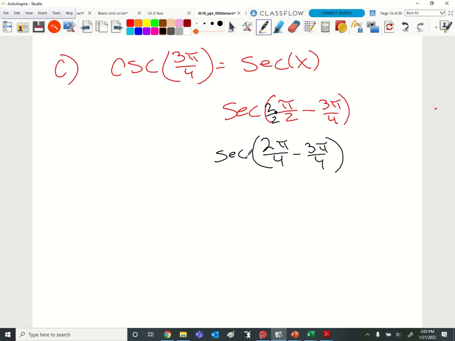Now we have a common denominator. So I have 2 pi, and I take away 3 pi's. Negative 1 pi, because I'm taking away more than what I have. Yeah, I have 2 pi's, but Jay goes and eats 3 pi's. So I have 1 negative pi because of that. Does that make sense? Okay, good. So it's going to turn into secant of negative pi over 4. Does that make sense? Hopefully?